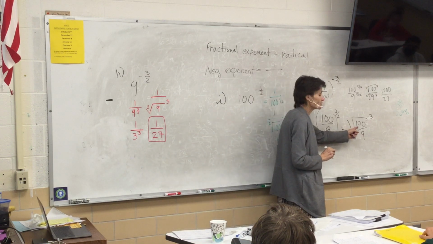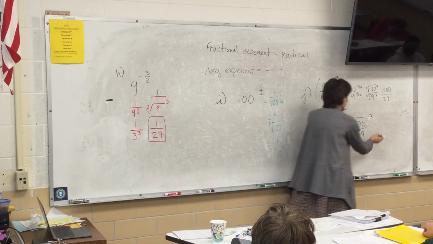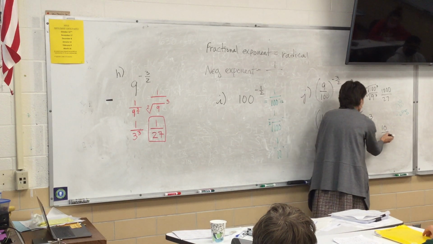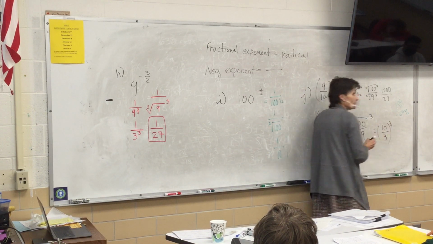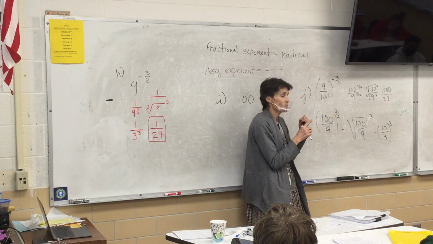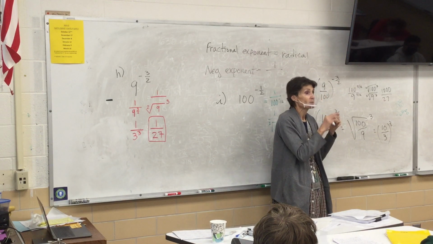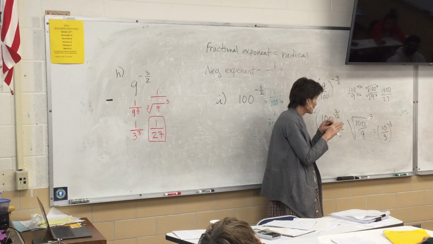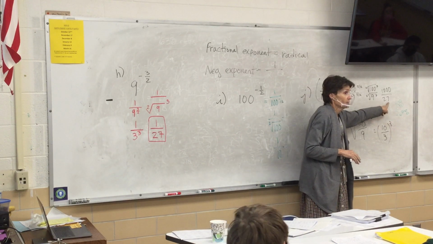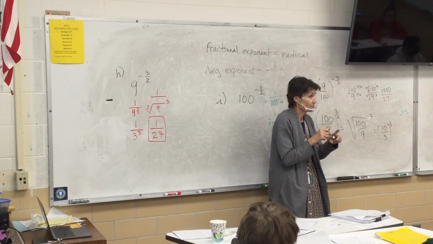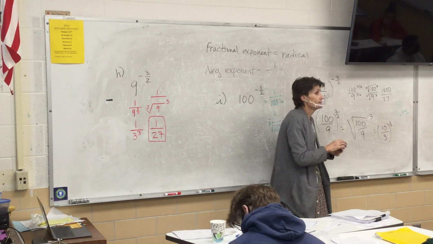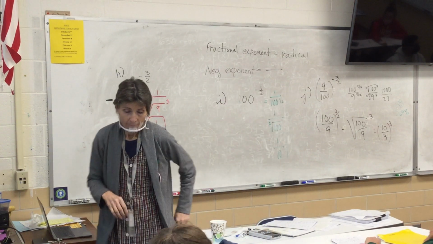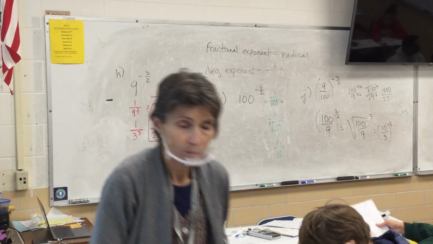What's the square root of 100? 10. What's the square root of 9? 3. And then I have to cube that. What's 10 cubed? 10 times 10 times 10, that's 1,000. And 3 cubed is 27. Nicely done. Nicely done. Good work.